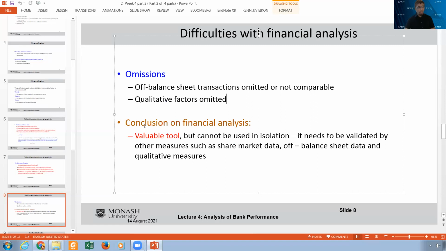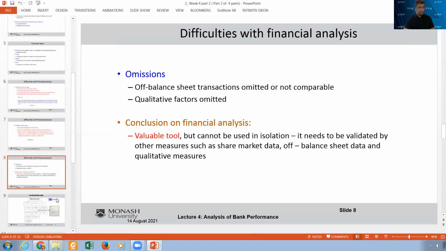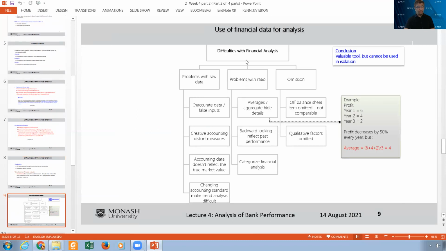So we have to look at so many things before we come to a conclusion about the performance of the bank. Now, let me just show you the difficulties with financial ratios. I said we have a problem with the data, because the input can be wrong, either because we are cooking the numbers or because accounting policies allow us to manipulate the numbers. We have a problem with ratios, which is the averaging. Look, for example, at this bank or this firm or this example.